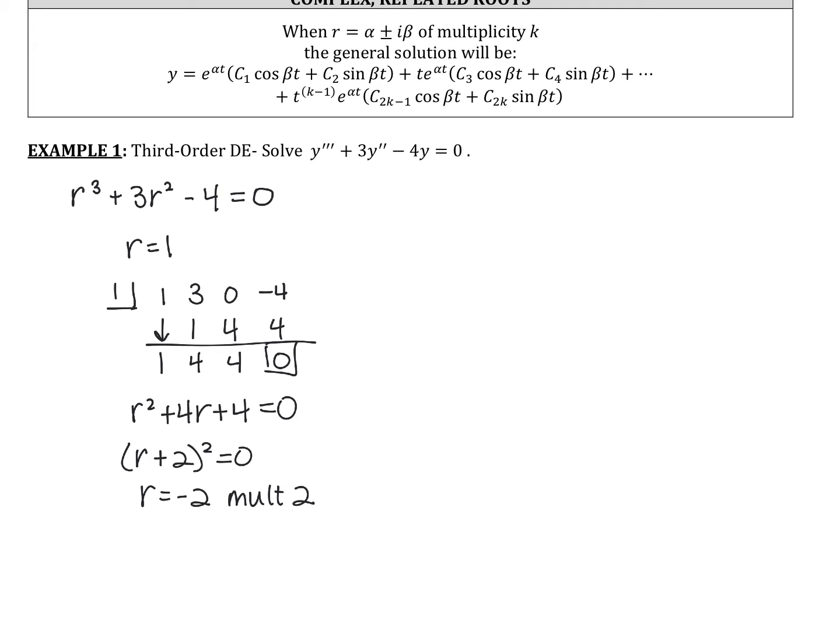So we're going to treat this as if we have 3 parts to this problem. My solution, if it had been only this one piece right here, would be c1 e raised to the 1t. If that's all I had, that's what I would get for my solution. And if all I had was the multiplicity of 2, r equals negative 2, we would get y equals, I'm going to use a different c, c2 e to the negative 2t plus c3 t e to the negative 2t, because that's what a repeated root does.